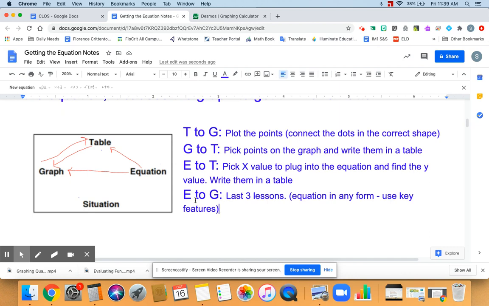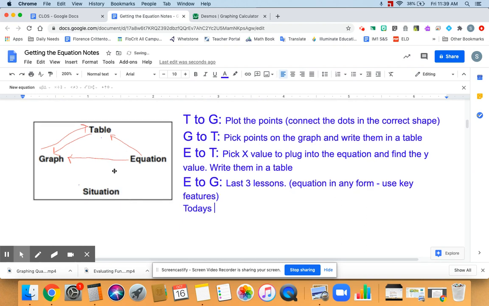So for quadratics, the last 3 lessons were about how we go from equations to graphs. Everything else, all of the other connections, we're going to learn in the next 2 lessons. Today's lesson, we're going to learn all the ways to get the equation, because it's about getting the equation. So we're going to learn table to equation, graph to equation, and situation to equation. Today's lesson is all about how we get the equation.